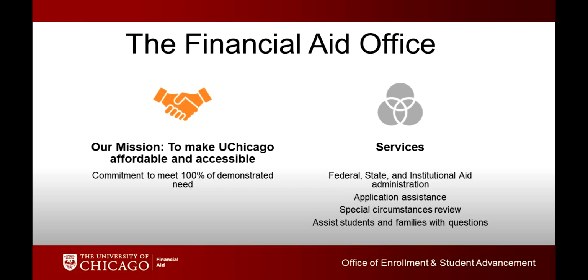The Financial Aid Office at the University of Chicago's mission is to make education here as affordable and accessible as possible. We commit to meet 100% of a family's demonstrated financial need. And what that means is after the family contribution and small student work expectation, the remaining amount of need is met with grant from the university.